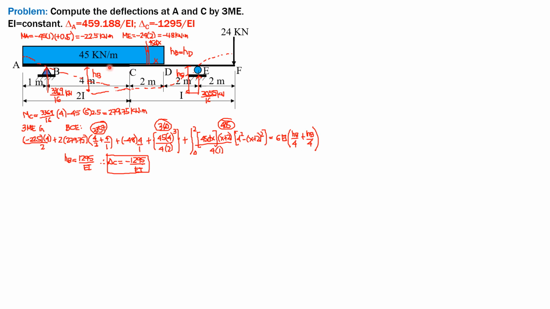6 area 1A over E1 I1 L1. Because BC is entirely loaded with 45 kilonewton per meter, we can use the formula WL cube over 4. And we divide it further by 2 because the moment of inertia of BC is 2. So W is 45, length is 4. So 4 cube over 4, that's the formula for the value of 6 area 1A over E1 I1 L1, or 6 area 2B over E2 I2 L2 when the uniform load is covering the entire span of the beam, which is BC, the left side.